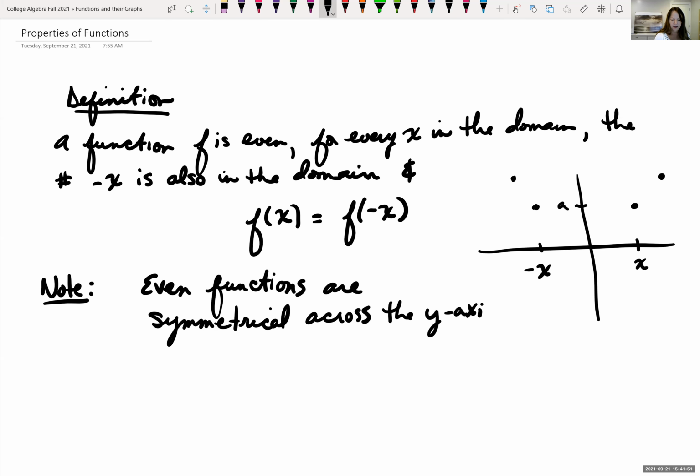And we were testing for symmetry before. So we saw that if we could plug in negative x wherever we saw an x in our function, and we got back our original function, that this was symmetrical across the y-axis.